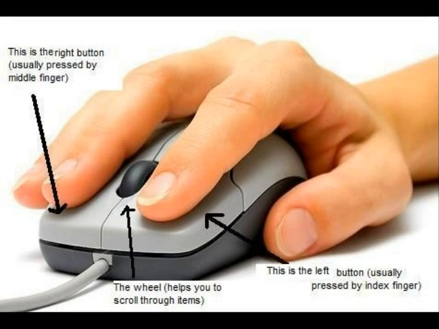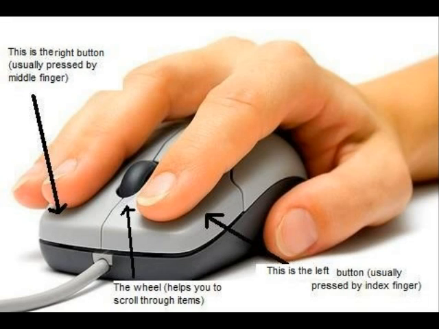The index finger is typically laid on your left button, and then you have your right button where your middle finger would normally be placed. And you always have the wheel in the middle, which helps you to scroll throughout items and everything.